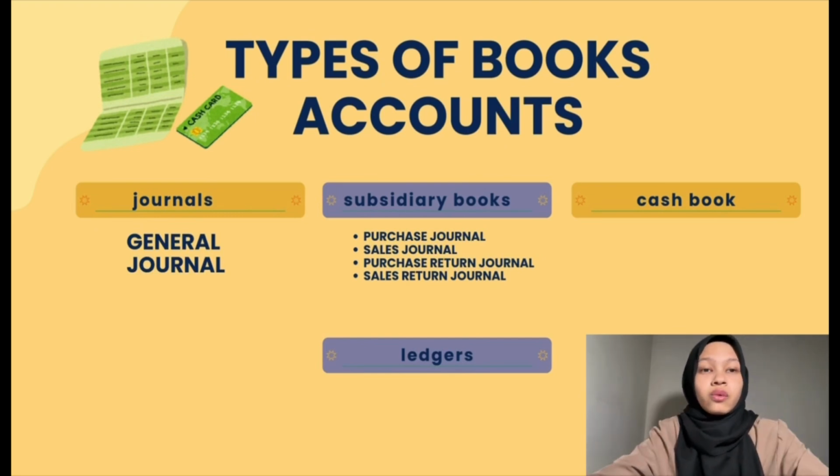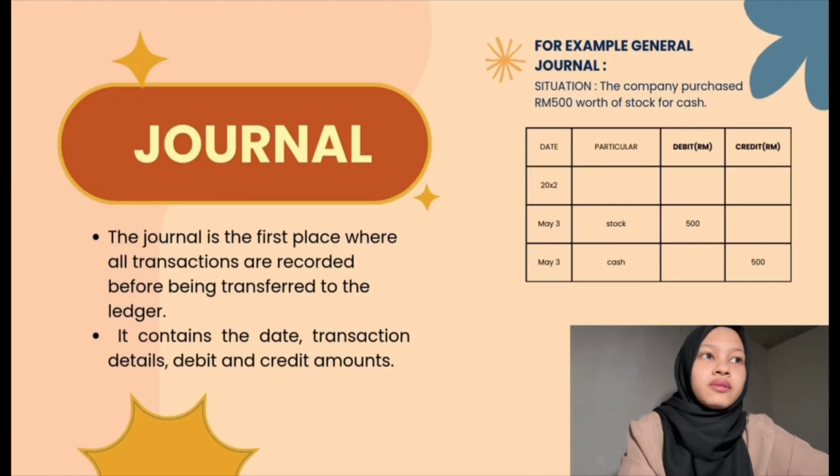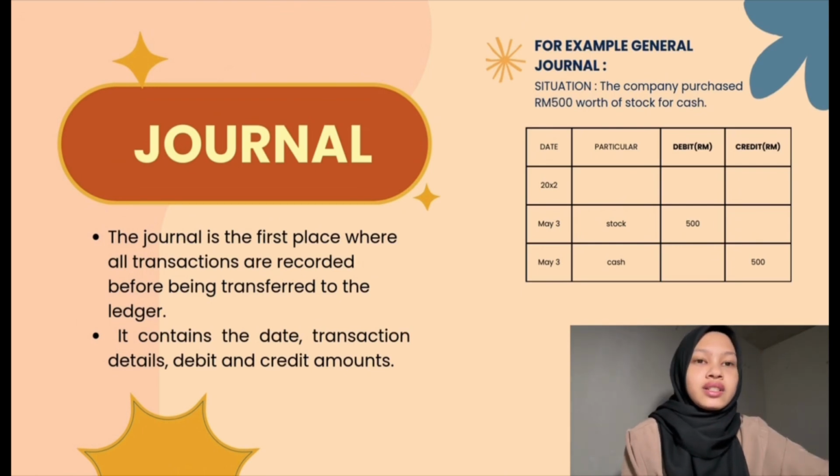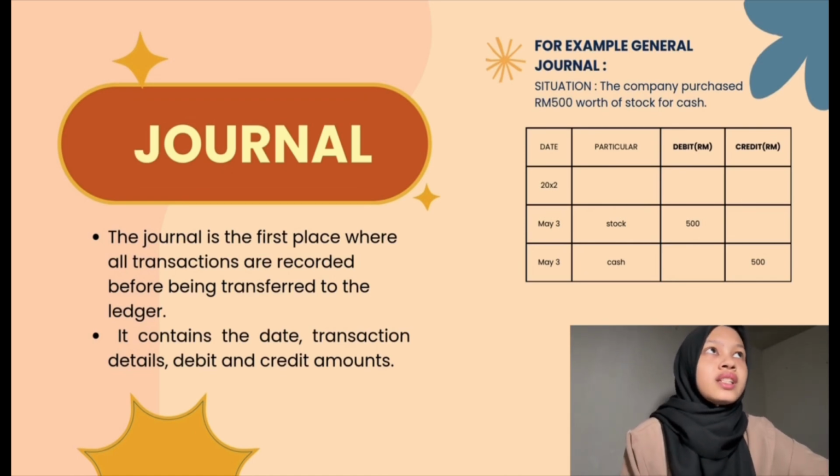So, I want to explain about the journal. The journal is the first place where all transactions are recorded before being transferred to the ledger, with the date, the description, and the debit and credit amounts. For example, the company purchased 100 ringgit worth of stock for cash. So the stock we put on debit and cash we put on credit, because stock is increased and cash is decreased.